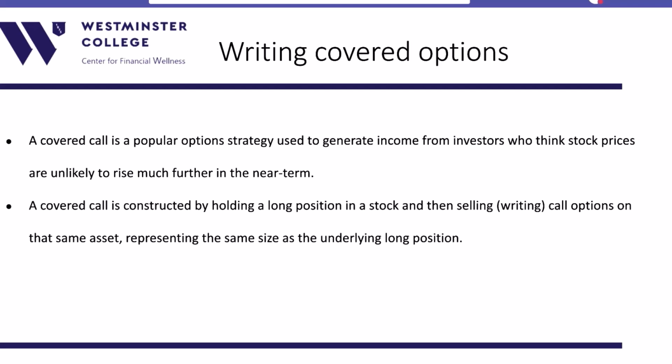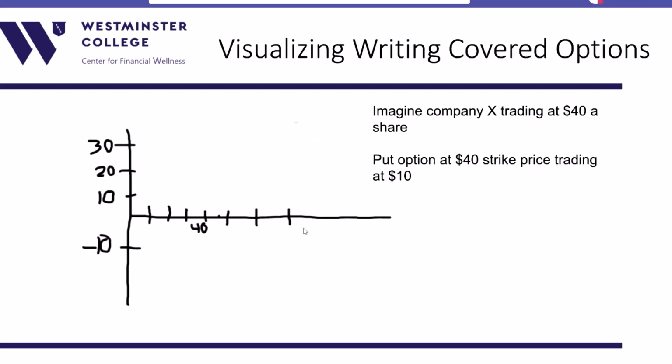So writing covered options. A covered call is used to generate income from investors who think stock prices are unlikely to rise much further in the near term. That is a covered call. A covered put is the inverse of that. They don't think that those stocks are very likely to fall anywhere in the near term. Okay, so let's visualize that.